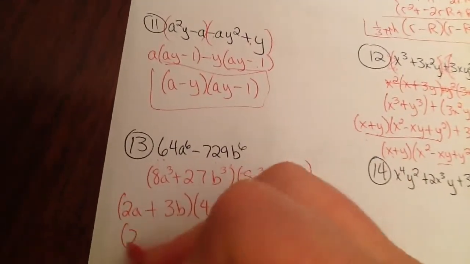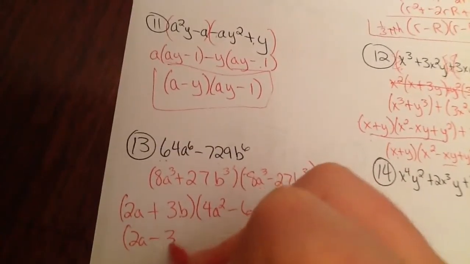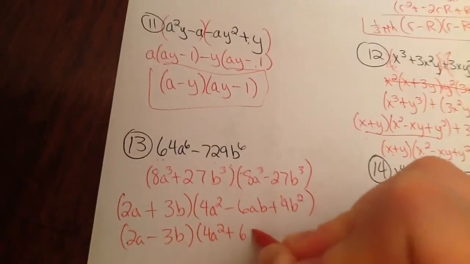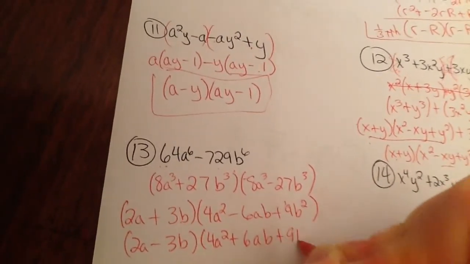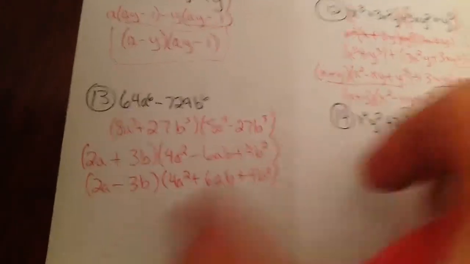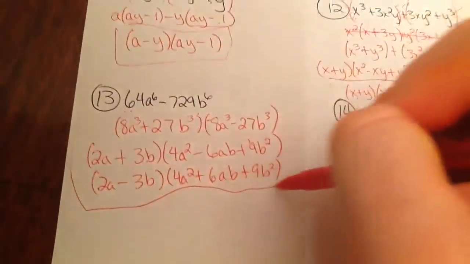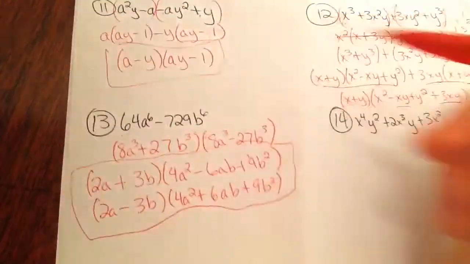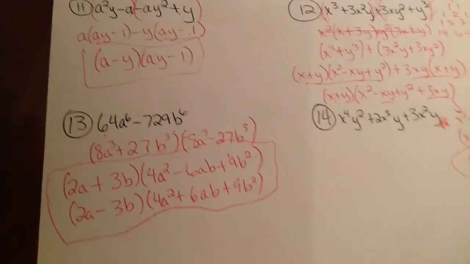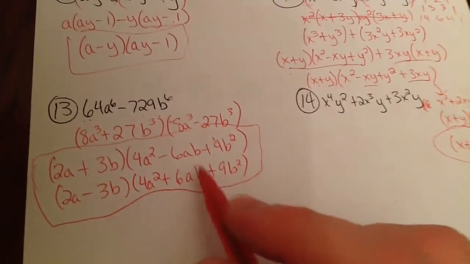So 2a minus 3b, 4a squared plus 6ab plus 9b squared. Those should be next to each other. I just don't have room. And it's too hard to write with one hand with the paper sliding around. So that would be your whole answer all next to each other. Neither one of those should be factorable further.